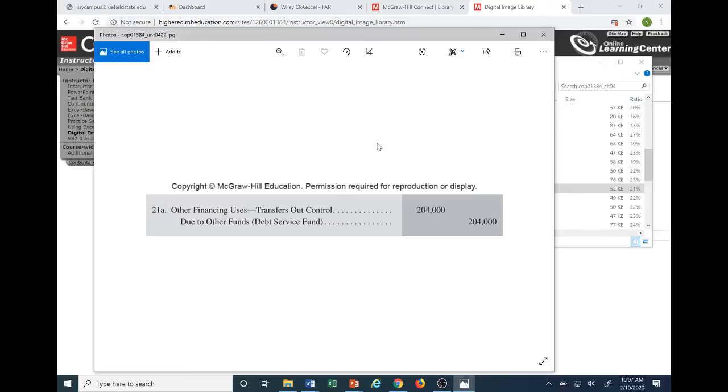So once again, note that transfers are identified as other financing uses rather than expenditures, right? Because we're actually just using those funds as a transfer and we're not actually incurring an expenditure. Other financing uses are reported in different sections of the activity statement than expenditures, obviously. So next, let's look at when the cash is actually transferred, what the entry is going to look like.